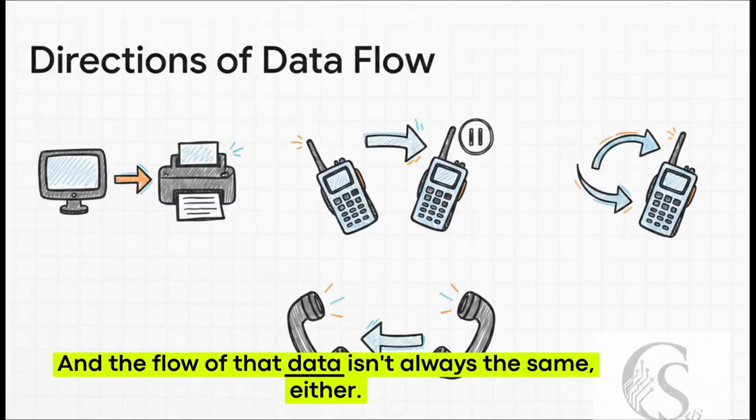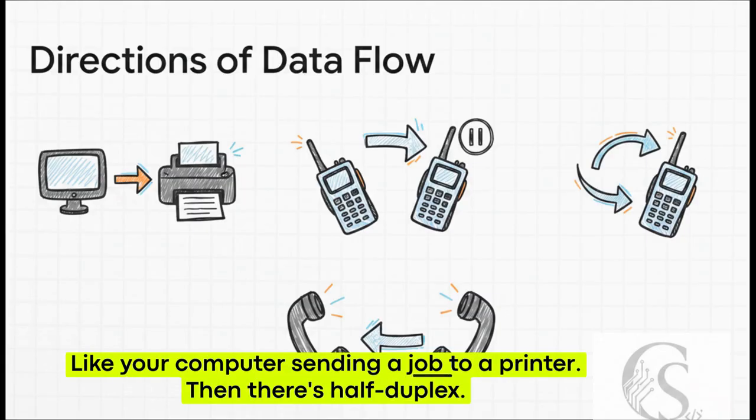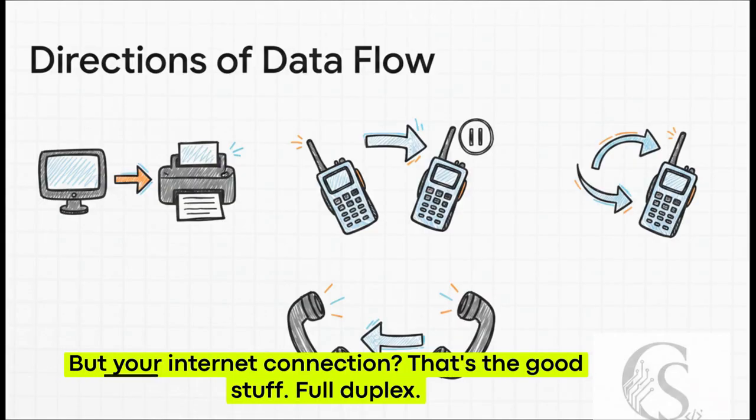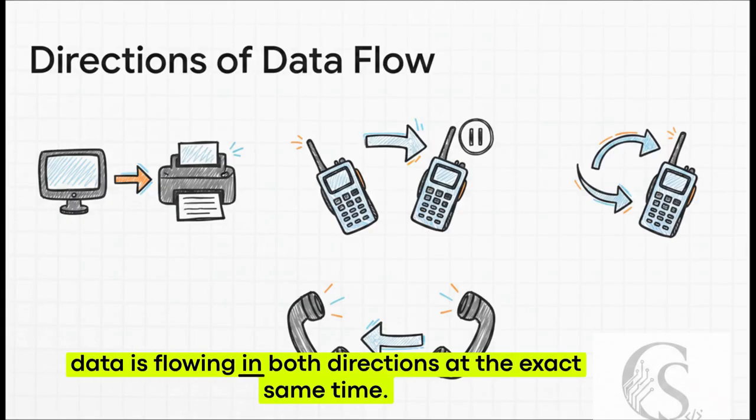And the flow of that data isn't always the same either. Sometimes it's Simplex, a one-way street, like your computer sending a job to a printer. Then there's Half-Duplex. Think of a walkie-talkie where you have to take turns talking. But your internet connection, that's the good stuff. Full-Duplex, a true two-way highway where data is flowing in both directions at the exact same time.